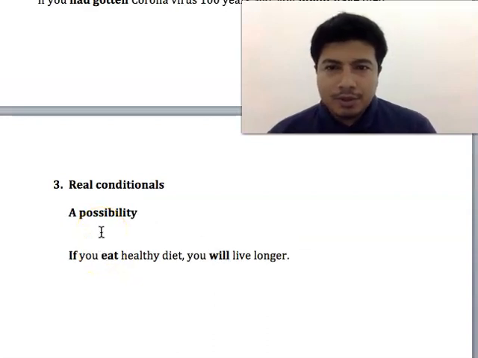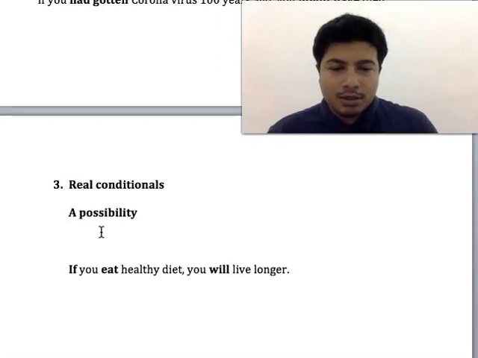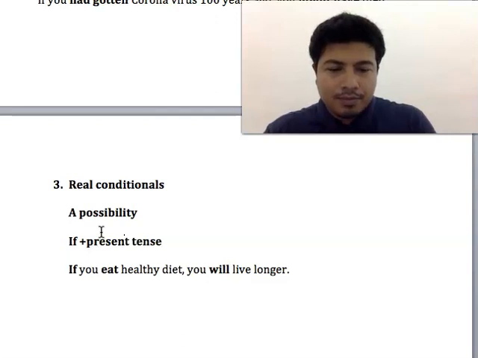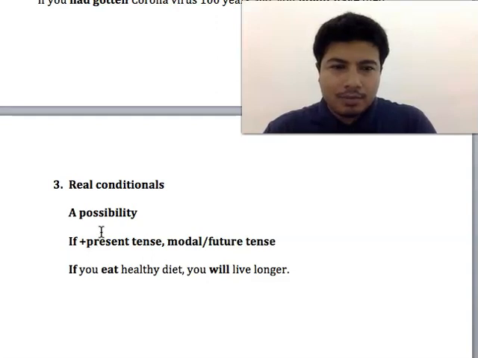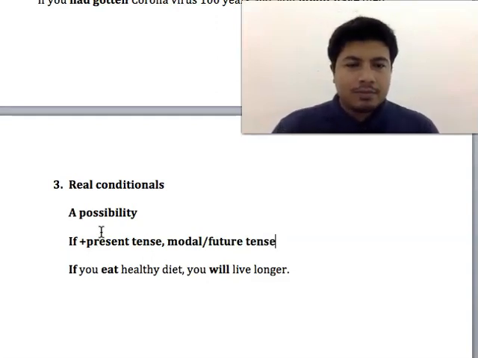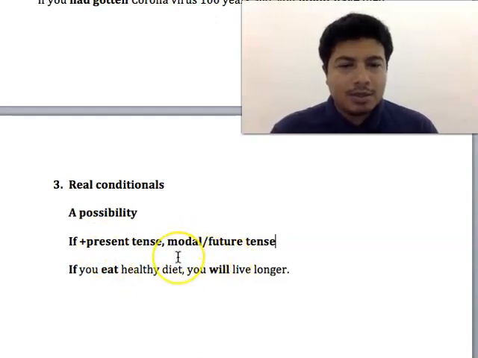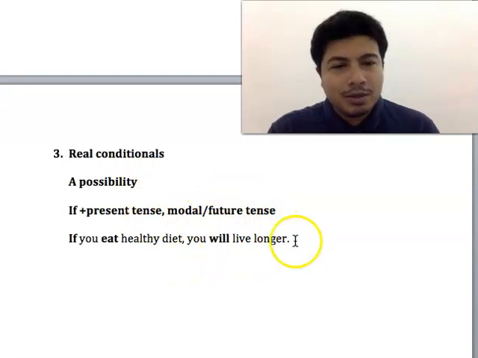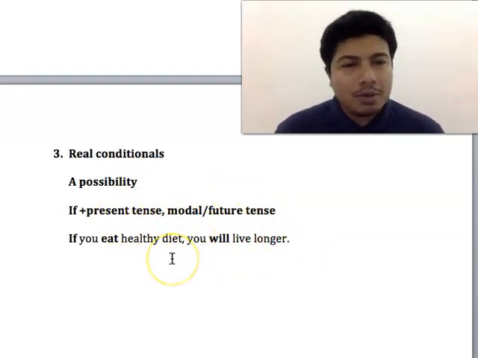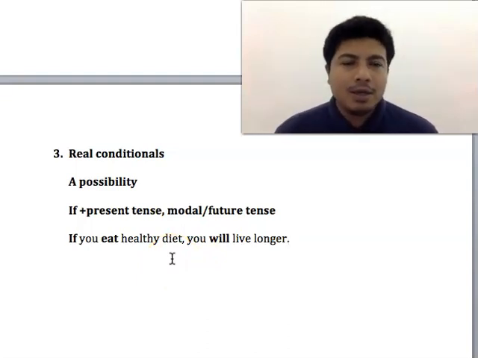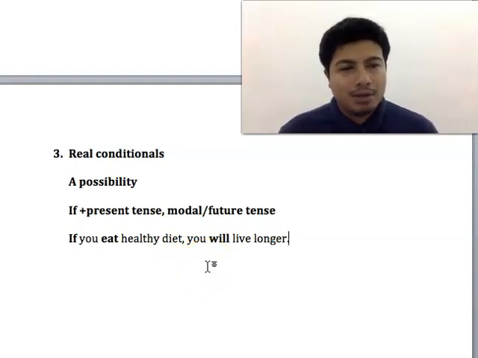In this situation, the formula is if plus present tense, and then modal or future tense in the next clause. So that is the formula for real conditionals. Because it is a real situation, it is a possibility, something that is possible to happen, in this case in the future. So if you eat a healthy diet, you will live longer, of course, in the future.